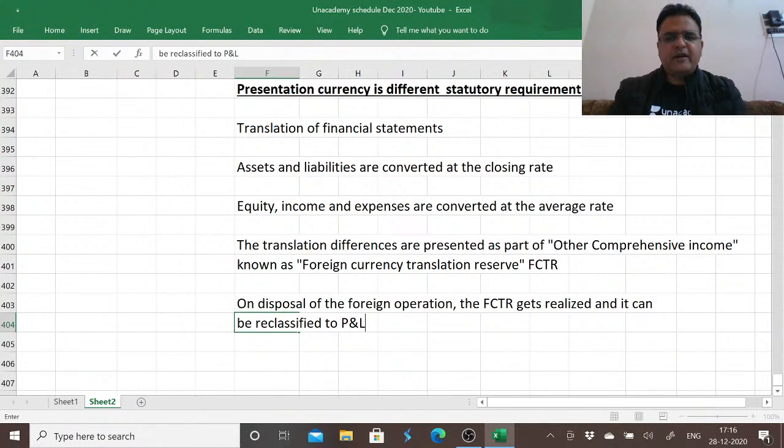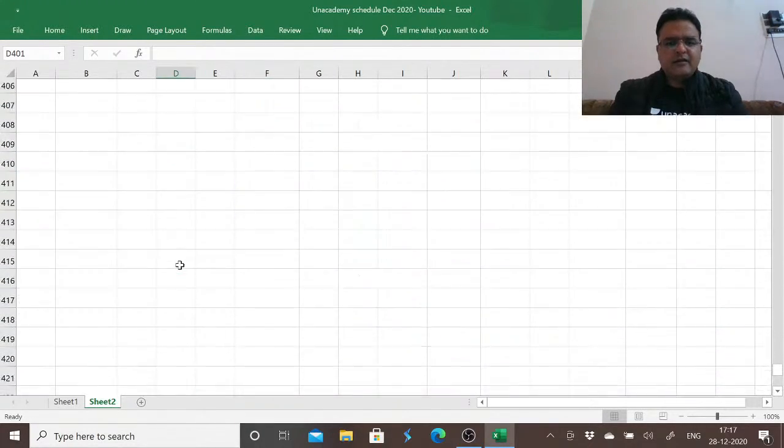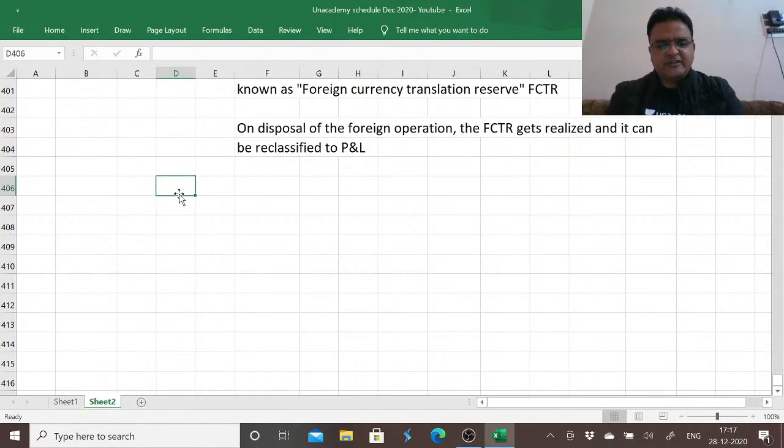Now deciding to sell this foreign operation is a decision taken by the management, so they should be given credit for any gain and they should be blamed for any losses because of this decision. And if there is any FCTR relating to it, that gets realized on disposal of the foreign operation, and on settlement this can be reclassified to P&L. This is another item which on translation of financial statements is presented as part of OCI, but on disposal of the foreign operation can be reclassified to P&L. Then there is another item, cash flow hedge.